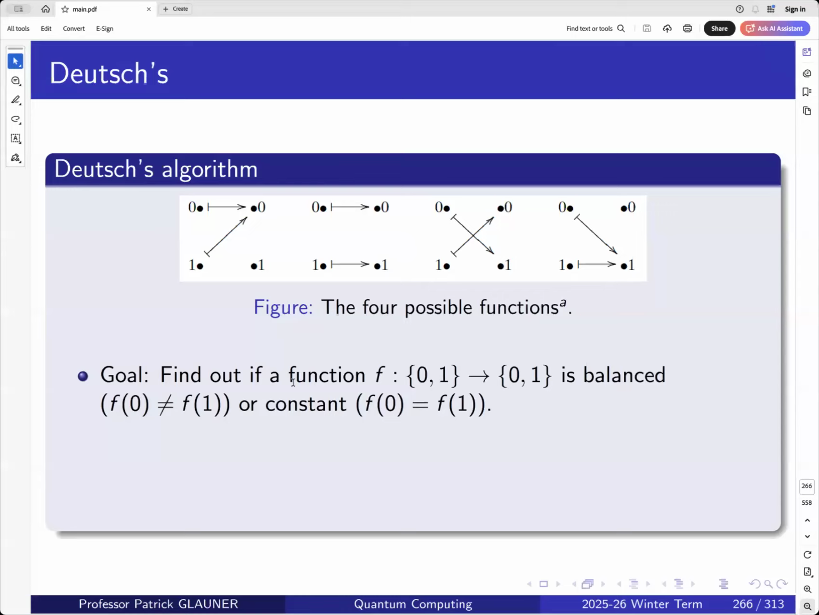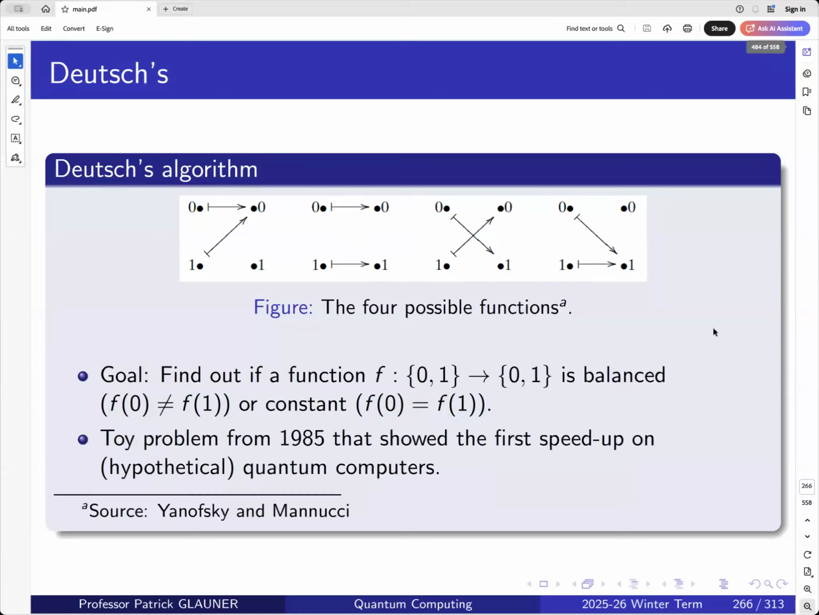Now for that setting, I want to know if one of these concrete functions that I have here is balanced. The balanced function would be that f of 0 is different to f of 1, or the function could be constant, where f of 0 is f of 1. If you look at these examples, you as a human would see very quickly which of them is balanced and which of them is constant. And I want to determine now if such a function is balanced or constant with an algorithm.